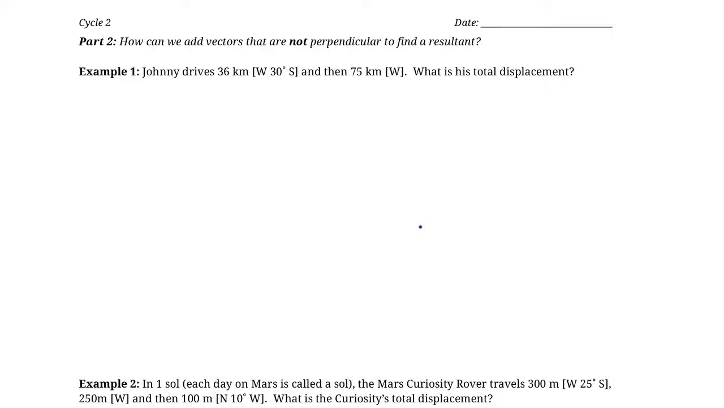West 30 degrees south is like that. So it's sort of like, there's west, and it's 30 degrees here. So we have 30 degrees here. And the length of that is 36 kilometers. And then from there, 75 kilometers west.